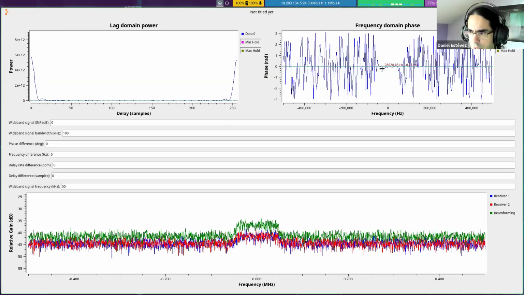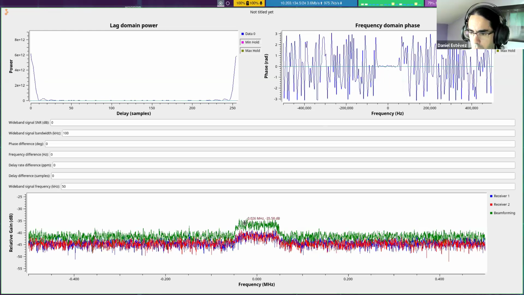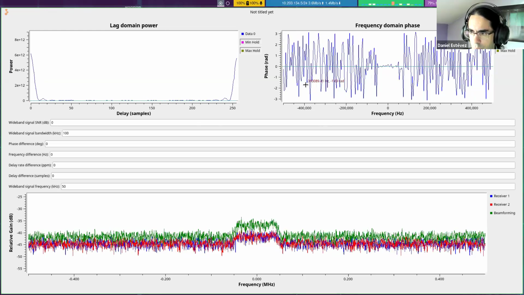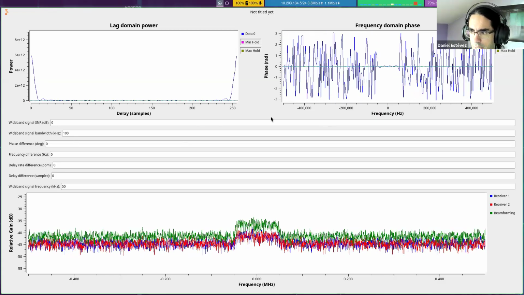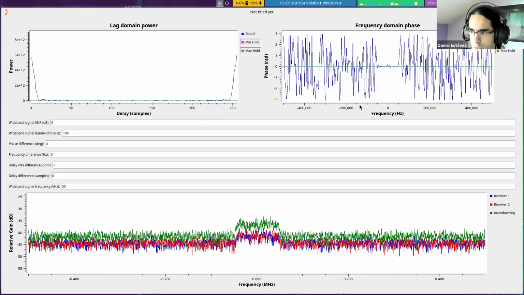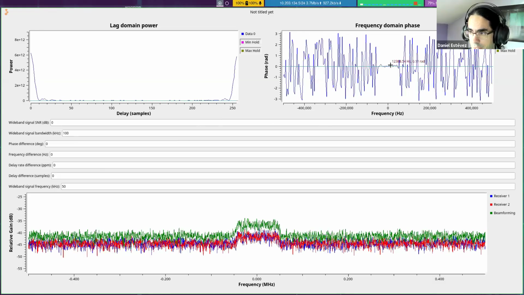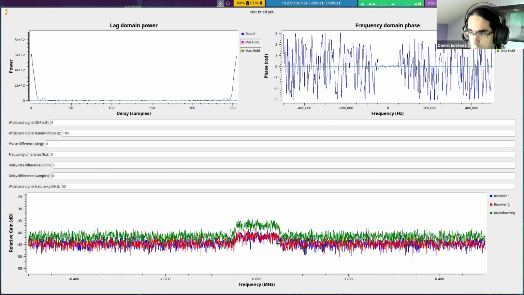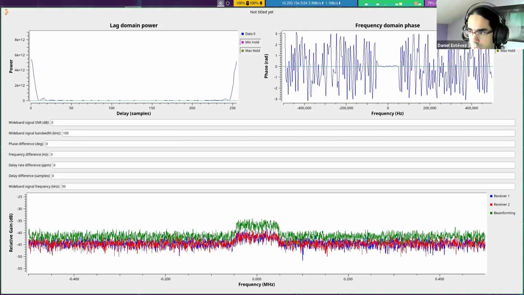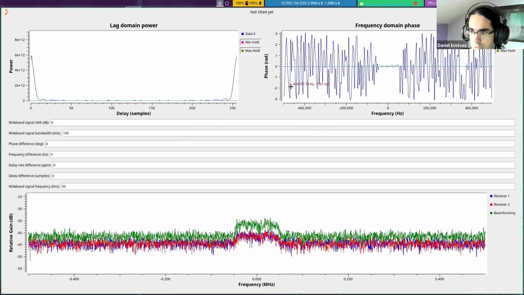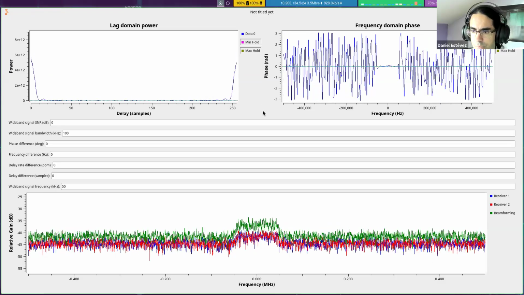What we can see in the frequency domain phase is that the phase is close to 0 where we have this signal, and it is completely random everywhere else. That makes sense. That is what we expect, because it's actually measuring the phase difference between the two receivers. And in here, the main contributor is the signal, which is the same, so we get a phase difference of 0. In the rest of the spectrum, we only have the noise floor, which is completely different for the two receivers, so it has a random phase difference.